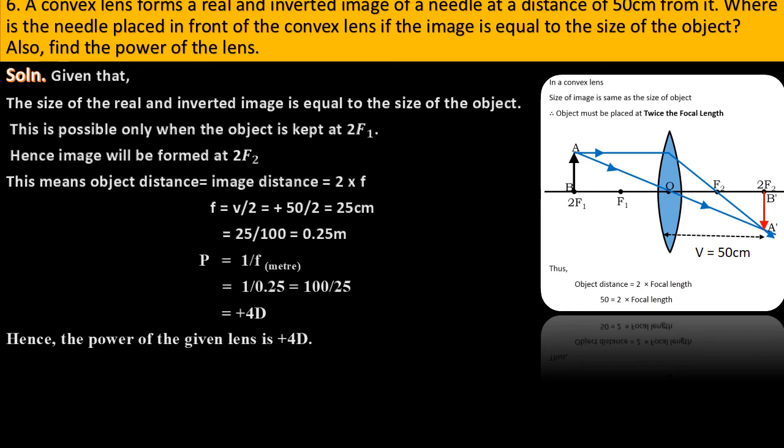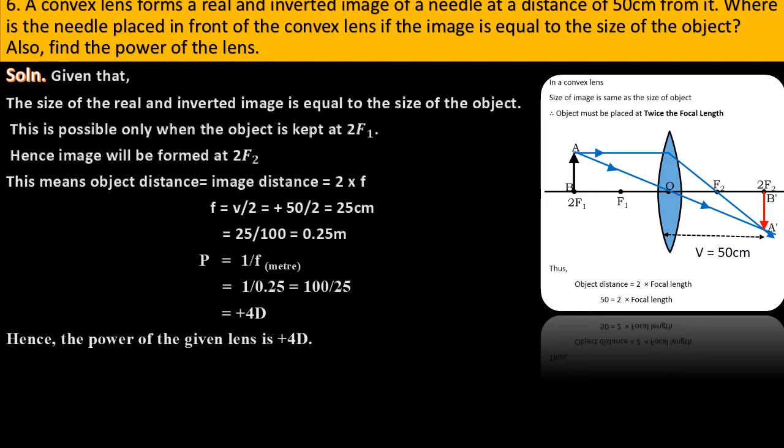So children, it's given that the size of the real inverted image is equal to the size of the object. So we know that the object must be placed at twice the focal length, or we should keep the object at 2f1. So the image will be formed at 2f2. So object distance or image distance will be twice the focal length. So here let us take the image distance. So focal length is image distance by 2, or 50 by 2.